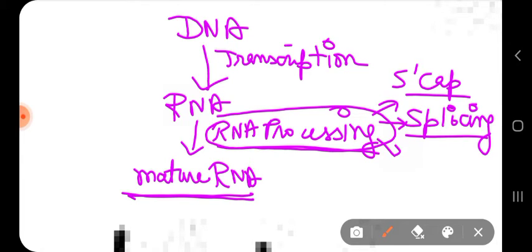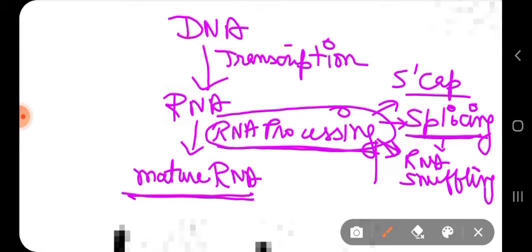The exons are joined in different combinations, which we call RNA shuffling. So RNA shuffling also occurs as a result of splicing, making different combinations of the exons, and at the 3 prime end there will be polyadenylation.